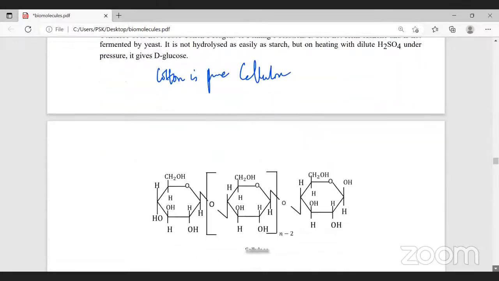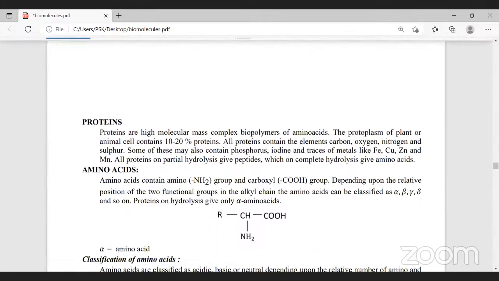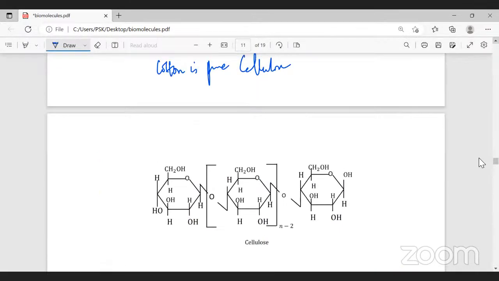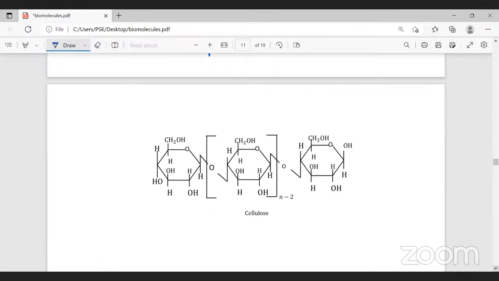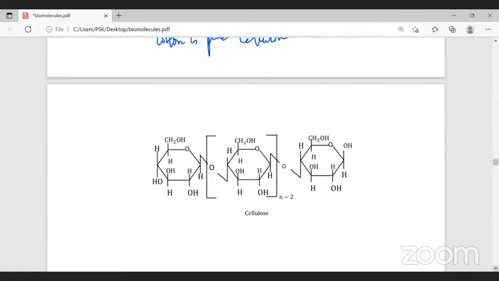The next polysaccharide we have is glycogen. Glycogen can be asked for a few marks. It is a storage polysaccharide. Glycogen also has the molecular formula C6H10O5 n. It's a storage polysaccharide in animals.